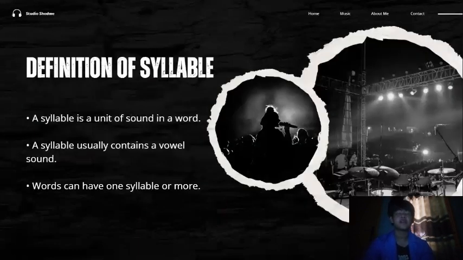The first topic is syllable. A syllable is a basic unit of sound in a word. Every syllable usually contains a vowel or a vowel sound. Syllables are very important because they help us pronounce words correctly and clearly. Without understanding syllables, it can be difficult to stress words properly.